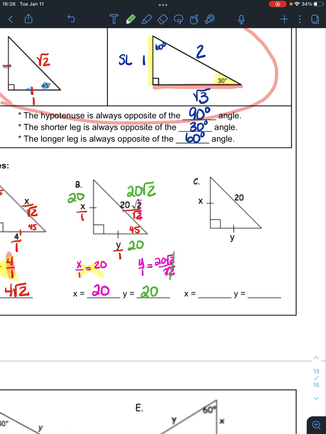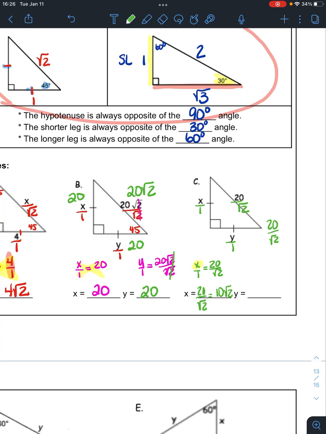So we look, we see that problem C is, again, a 45, 45, 90 triangle. So I'm going to add my reference measurements so that I can set up my proportions. I have x over 1 is equal to 20 over root 2. Okay, so that x over 1, remember that the goal is to get the x by itself, so really all we care about is that 20 over root 2. So x can be 20 over root 2, or remember that can be simplified to 10 root 2.